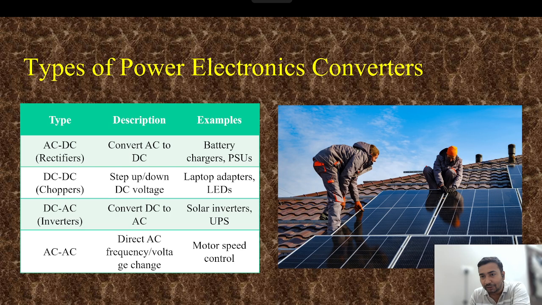You can also see in this diagram that some persons are installing a solar panel. These solar panels also require some power converter so that we can use this converted solar power as electrical power.